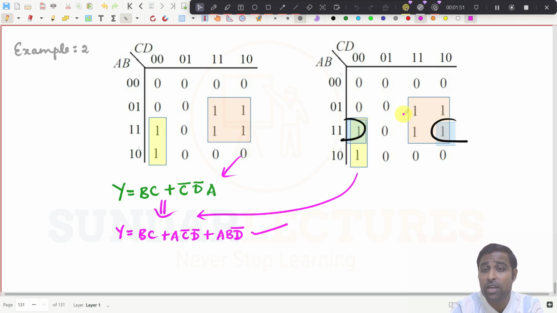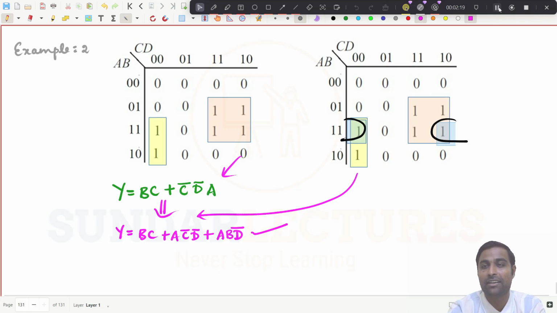Try to understand. You should not make these two ones to be an extra pair so that the hazard one is eliminated. You cannot say like that. You have to group two different groupings with one extra grouping. Then only it will eliminate the static one hazard. These two ones should not be covered again, because this is only in one grouping. So this is how you can eliminate the static one hazard.